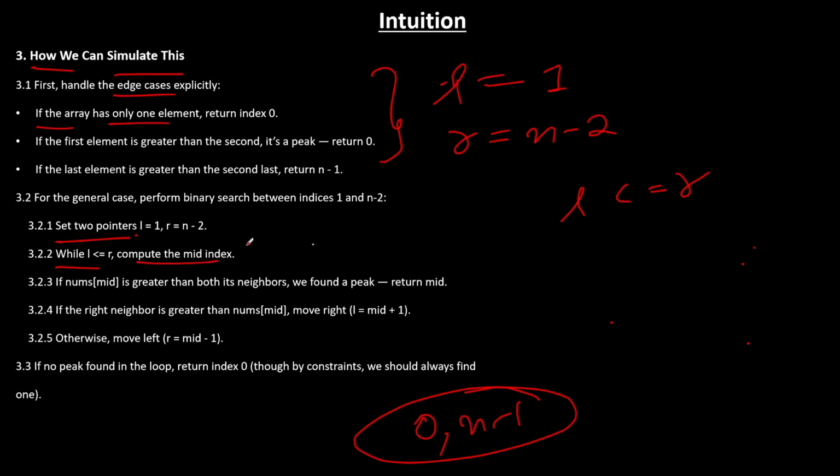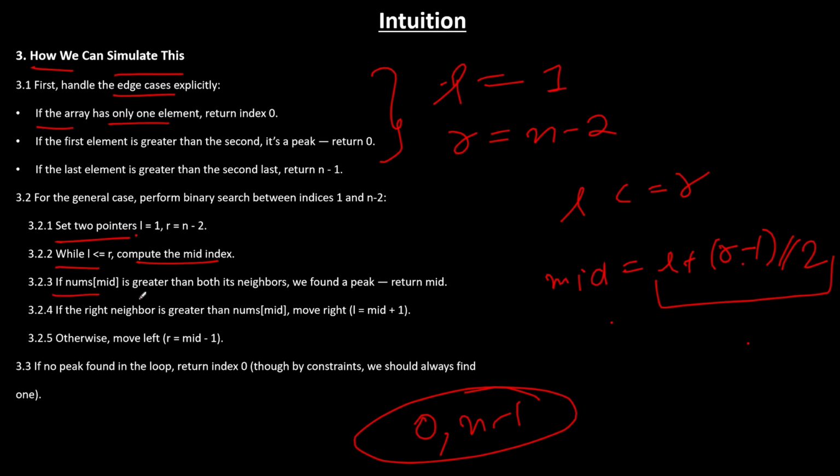We compute the middle index. How do we compute the middle index in Python? We will write mid equals l plus (r minus l) divided by 2, right? In Leetcode, we write it in this format for taking out the mid value, because sometimes it results in out of bound or memory issues if the value is too big.